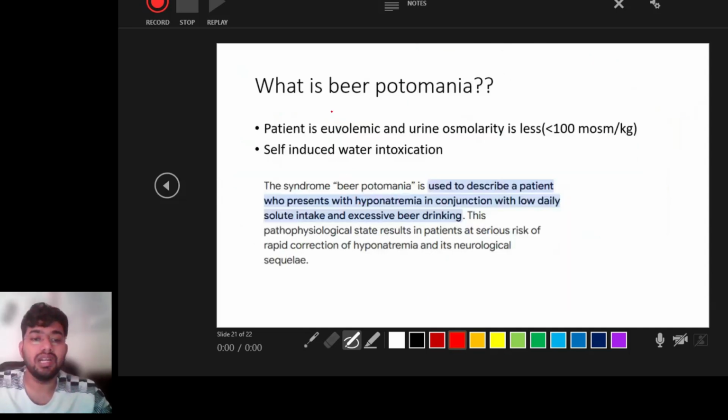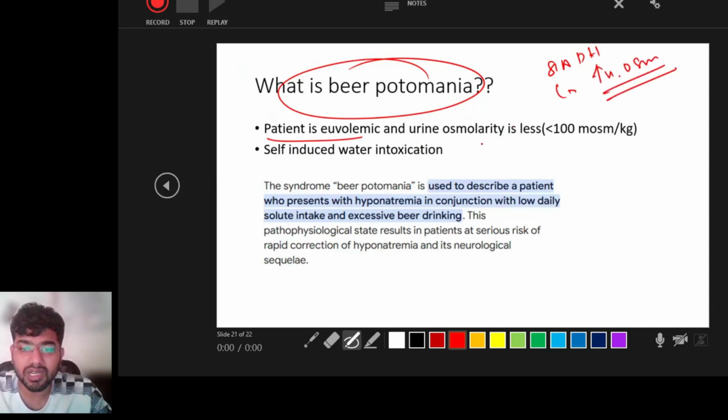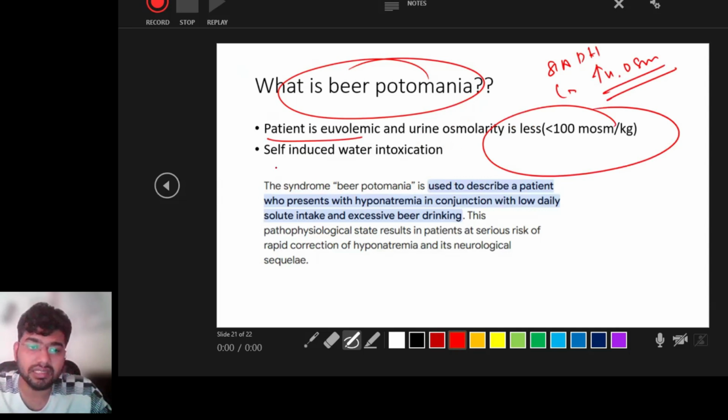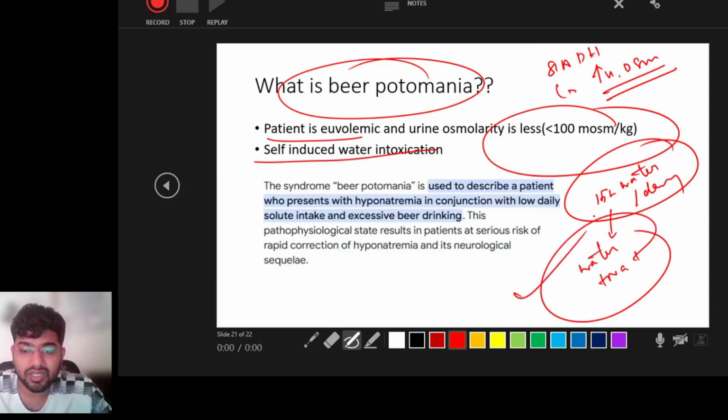So, another important condition is beer potomania. These patients again will be euvolemic, but in SIADH, as I told, since the water is being conserved, the urine will be relatively concentrated, leading to increased urine osmolarity. But here, the urine osmolarity will be less. That will be the only differentiating feature. This condition is also called self-induced water intoxication. That is, if you keep on drinking 15 liters of water per day, this leads to more water excretion along with sodium. So this also can lead to what is called euvolemic hyponatremia.